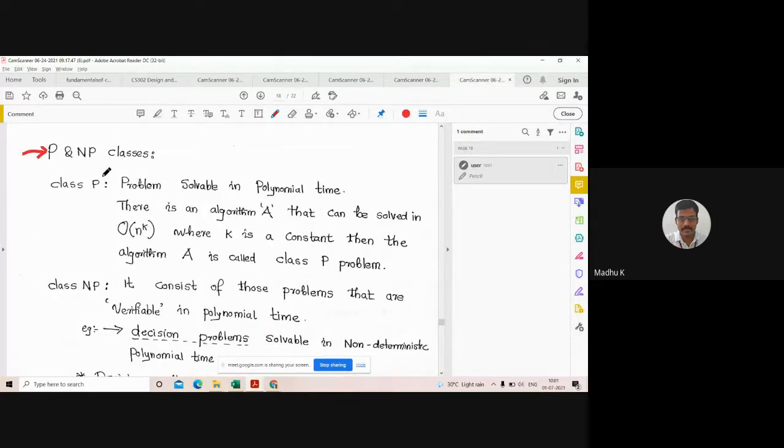So next is P and NP classes. What does class P mean? Problems solvable in polynomial time are called the P class. So there are two classes. One class is the problems that can be solved in polynomial time, and that is called the P class. The P class consists of a set of problems solvable in polynomial time. If there is an algorithm A that runs in big O of n raised to k, where k is a constant, then the algorithm A is called a class P problem. So P means polynomial time algorithms. That's a very simple definition of class P.